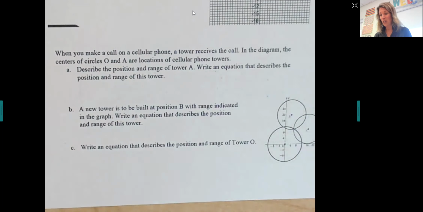After that, you have homework. You have 11.5 that was on yesterday's work. You're going to do that, and it's all due tomorrow. I'll be checking it in then.